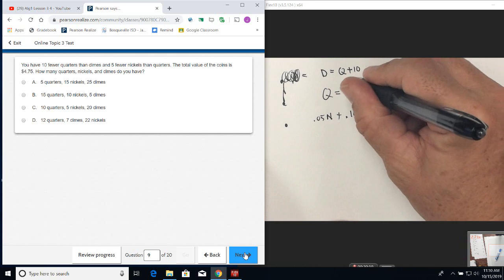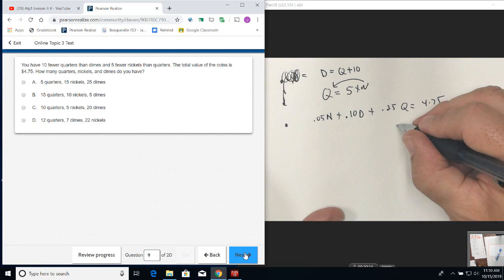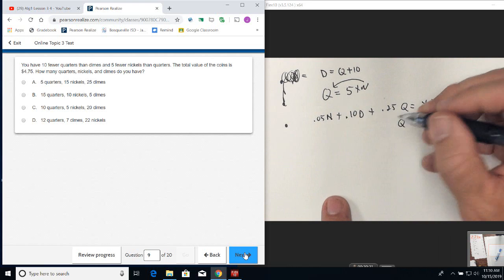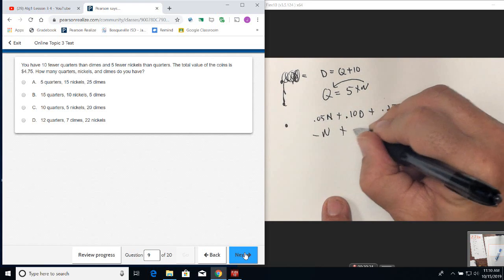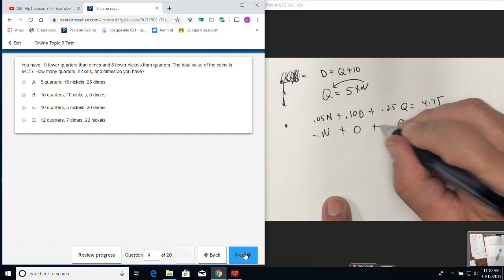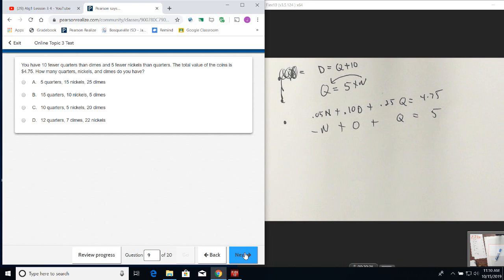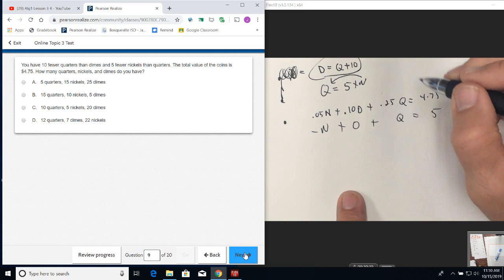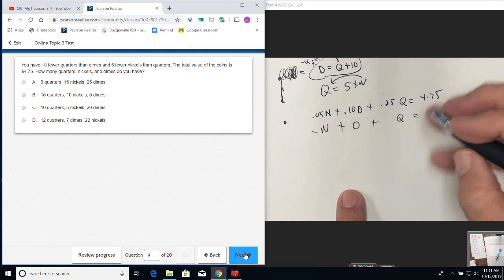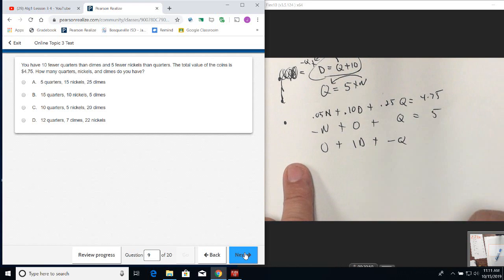Okay, all I got to do is get my nickels on the same side as my quarters. So I move the nickels over: Q minus N plus 0 dimes would be equal to 5. So that's like a -1 and that's like a +1. Everybody good with that so far? All right, the other equation would be -Q plus 1D, and then 0 of these nickels would be equal to 10.